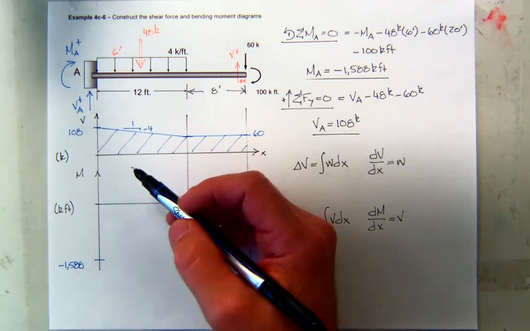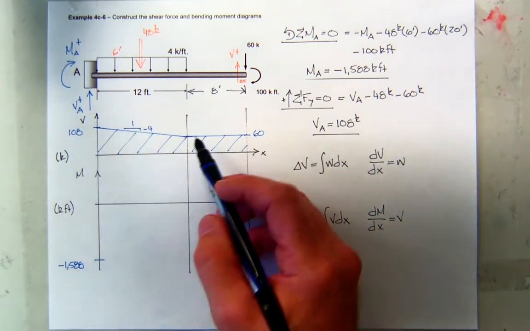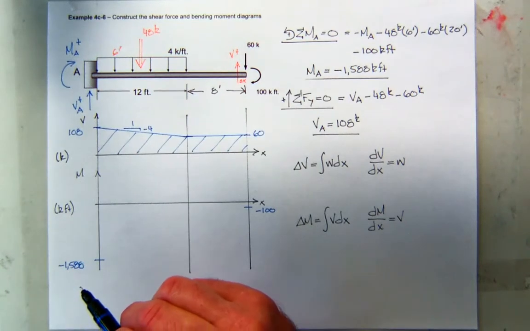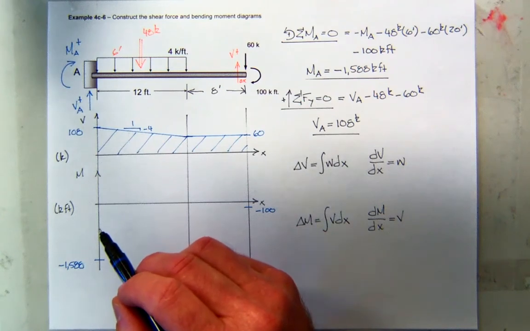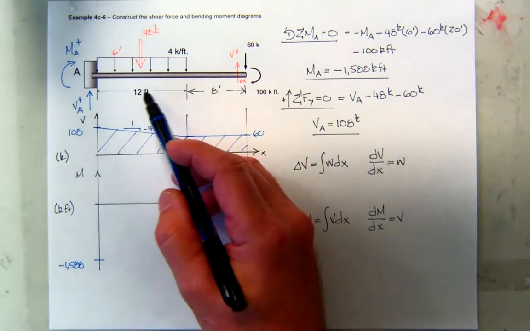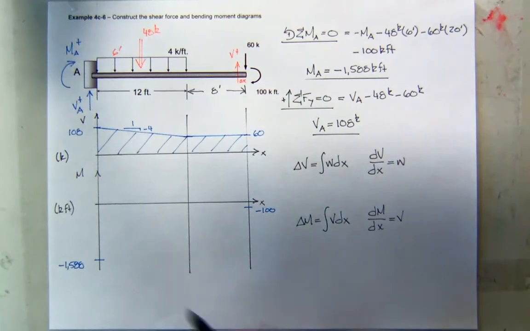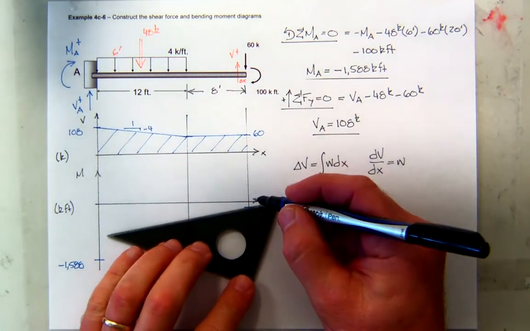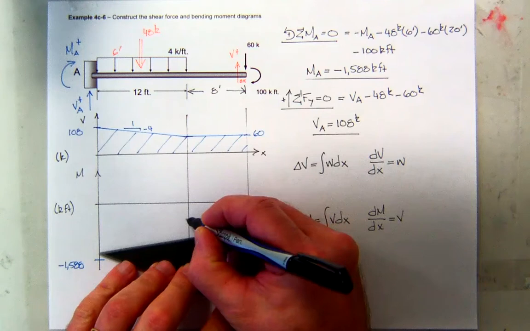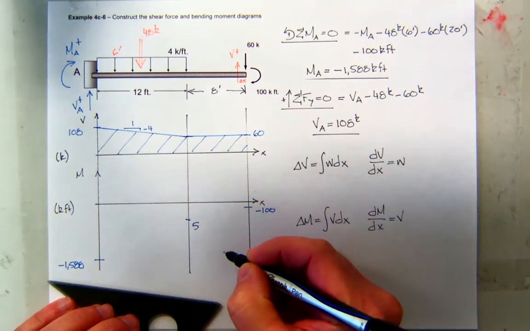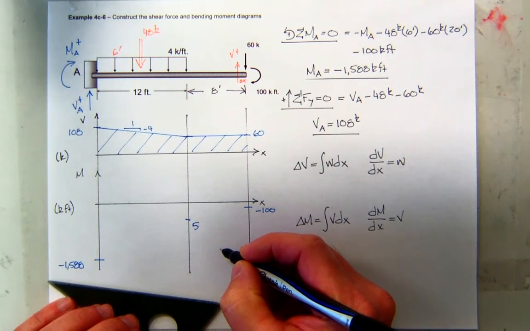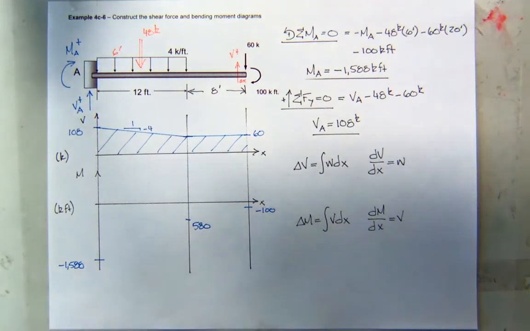So what's the average of 108 and 60? I think it's 84. And what's 84 times 12? 84 times 12, the base: 1,008. So negative 1588 minus 1,008 is... 580? Negative 580. Yes. I like that.